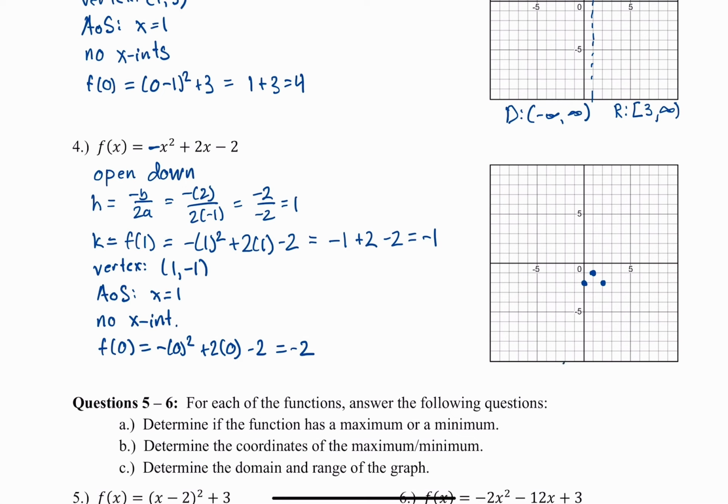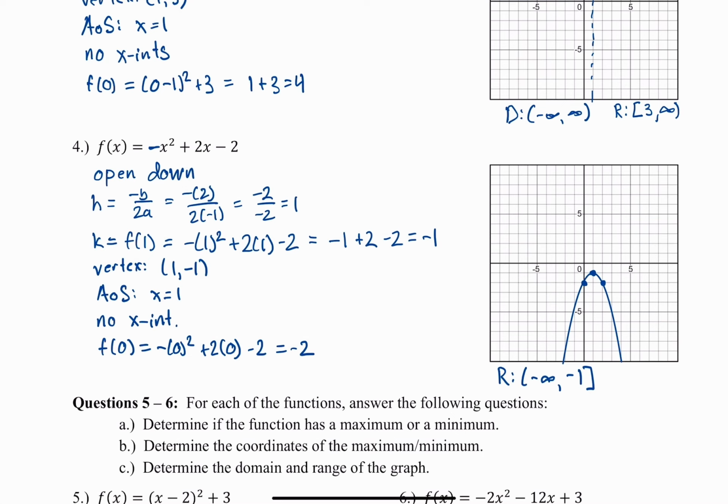Not curving that enough. Let's try that again. All right. I'm not going to draw the axis of symmetry this time. We've done that several times. The domain, all real numbers. The only thing that differs here from the standard is the range is going to be, again, negative infinity because it's opening down, up to the vertex, which is negative 1 for the k value.